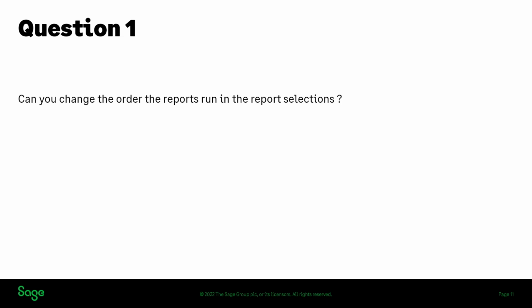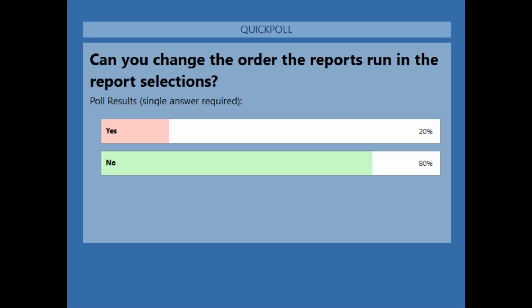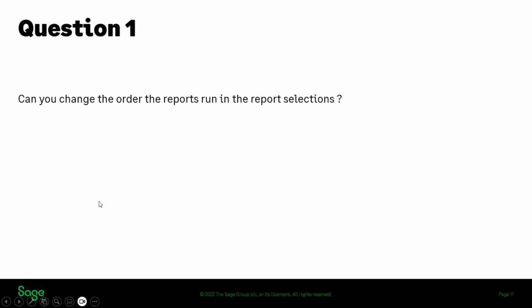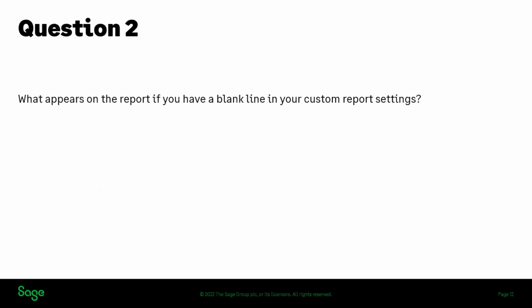Okay, so that's the minute up. Let's close it and share it. 80% of you got it right. So well done for that one. So no, you can't change the order the reports run in the report selection. Remember, it's always alphabetical, and they appear as tabs across the top of the report. It's the report file that generates anyway. So report selections, you can't change the order. It will always be in alphabetical order. Okay, so that's question 1. Let's move on to question 2.